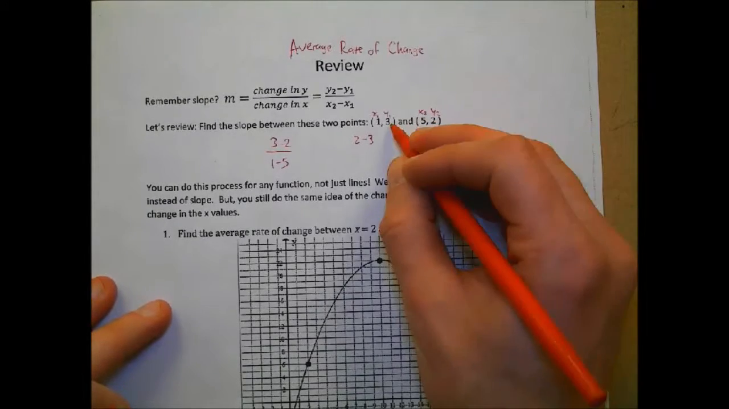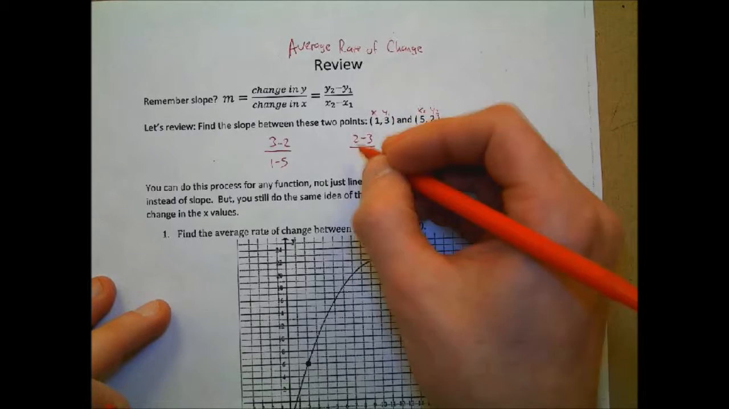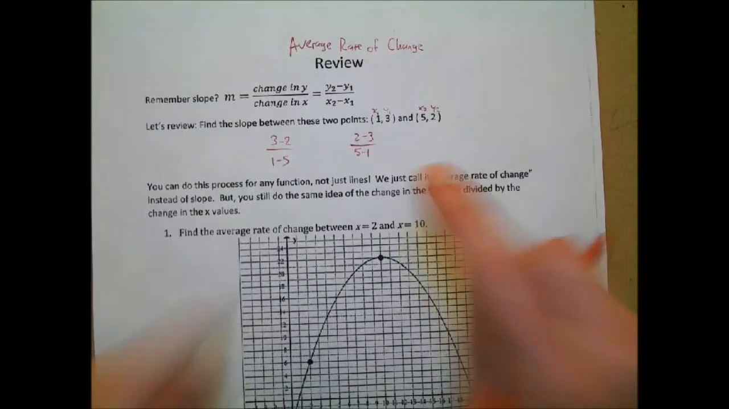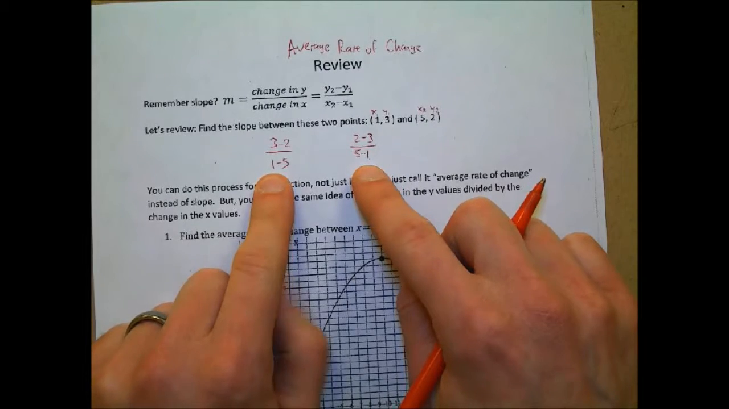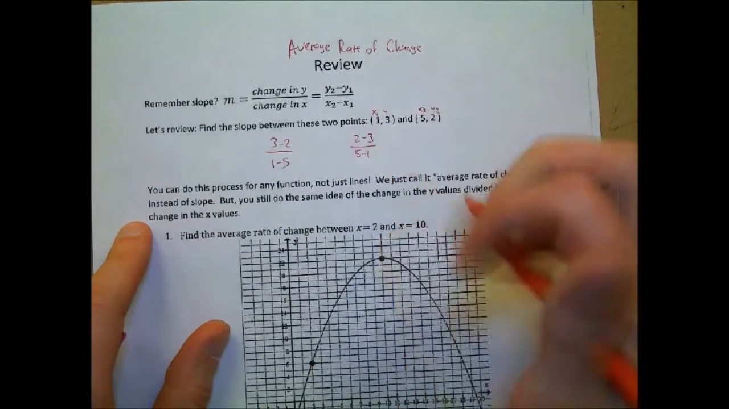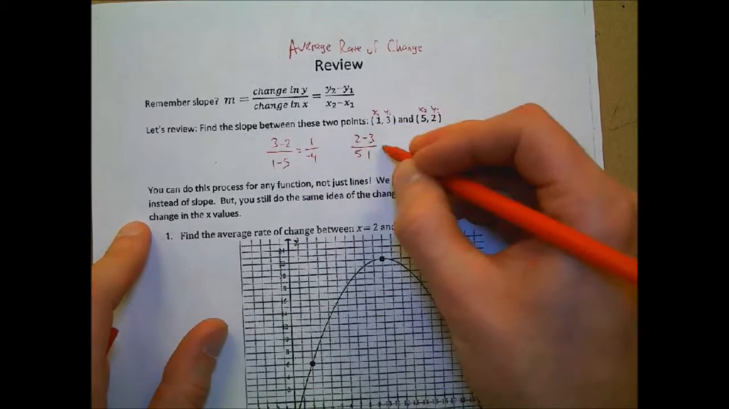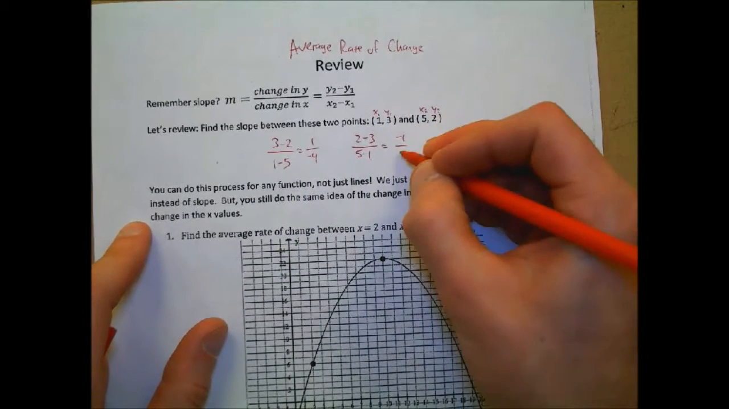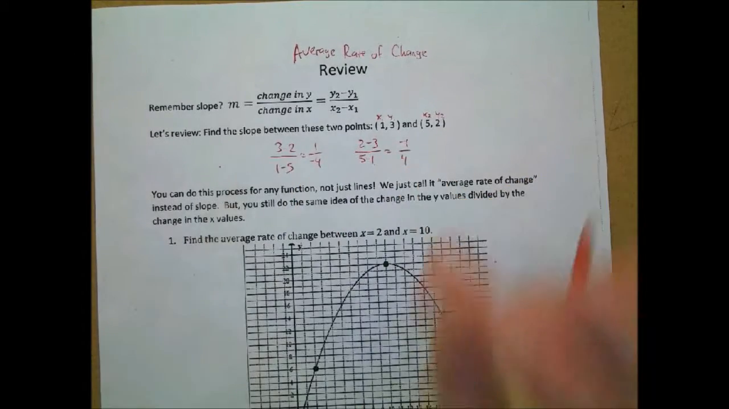2 minus 3 is another way you can set this up. Y2 minus y1, and then x2 minus x1, 5 minus 1. John said this way. The slope formula technically says this way, but they're going to be the same thing. 3 minus 2 is 1. 1 minus 5 is negative 4. 2 minus 3 is negative 1. 5 minus 1 is 4. You see, you get the same thing. 1 over negative 4 is the same thing as negative 1 over 4. That's the slope formula.